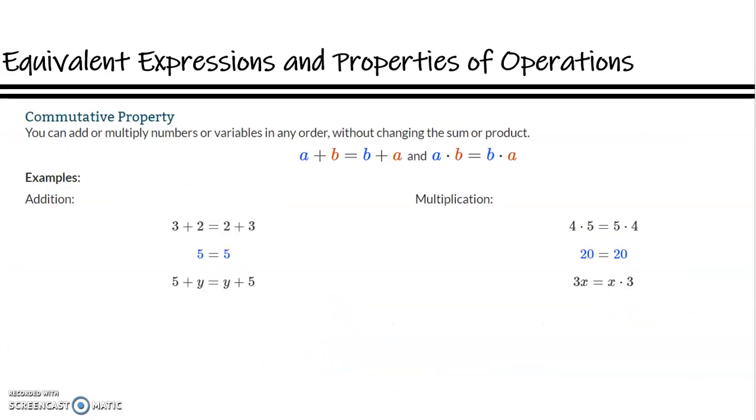We also have a property called the commutative property. The commutative property means that you can add or multiply numbers or variables in any order. Okay, it's not going to change your answer. Here's a great example right here.